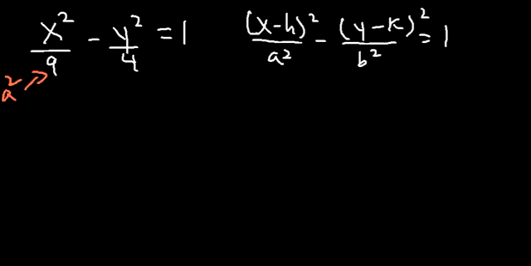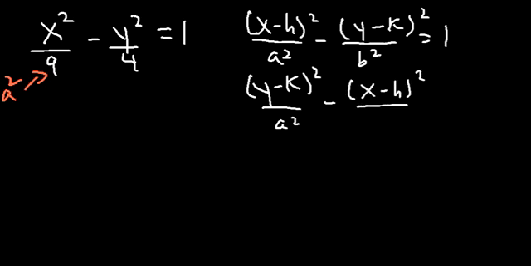You can also have the other form of this equation, which is (y minus k) squared over a squared minus (x minus h) squared over b squared equals 1. So whichever one is positive is associated with a. Whichever one is in front of the negative sign, or whichever one is negative, has the b squared.